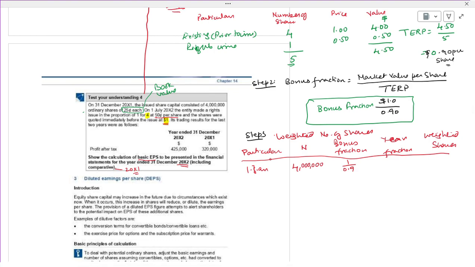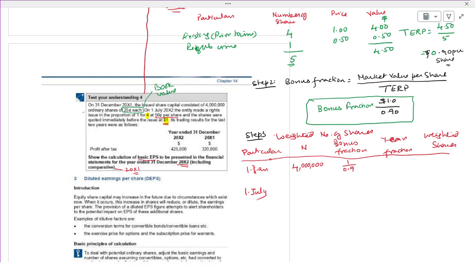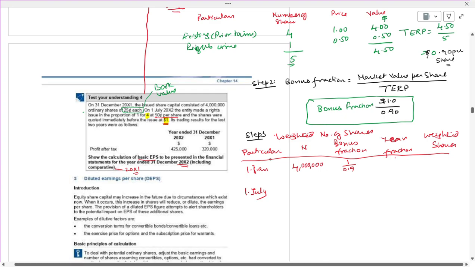Now, when have they issued the second one? 1st July. Is that 1st July? It was issued on 1st July. What will happen to the bonus fraction? January to July, January to June. January to June is 6 months. Is it right? January to June is how much? 6 months.